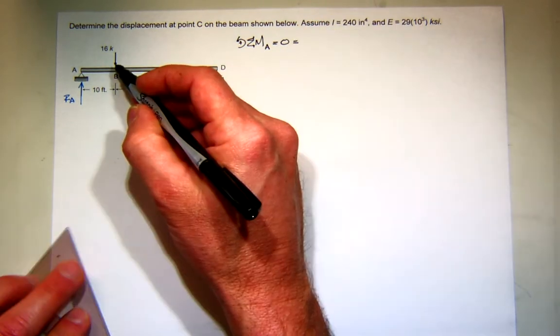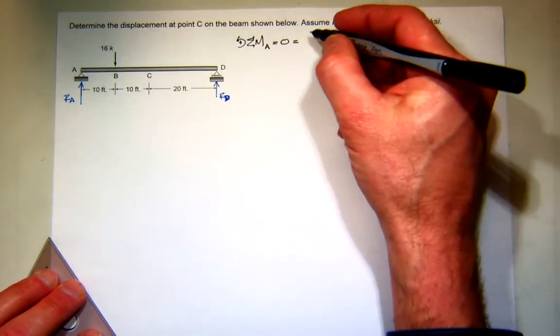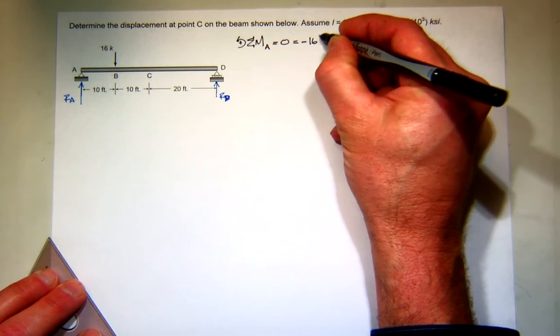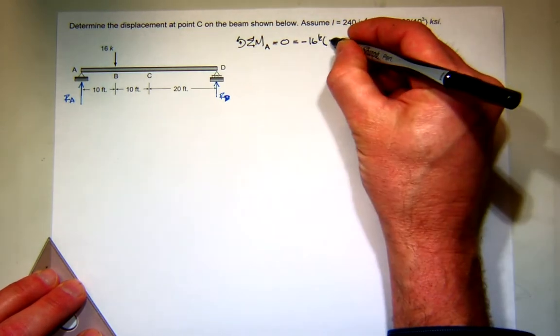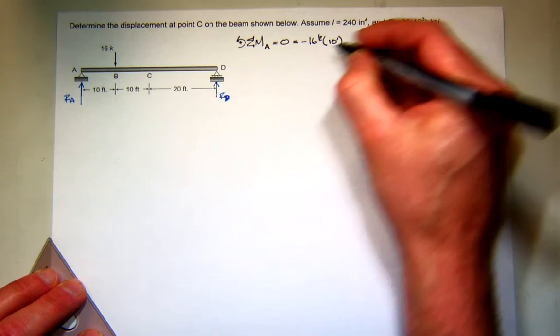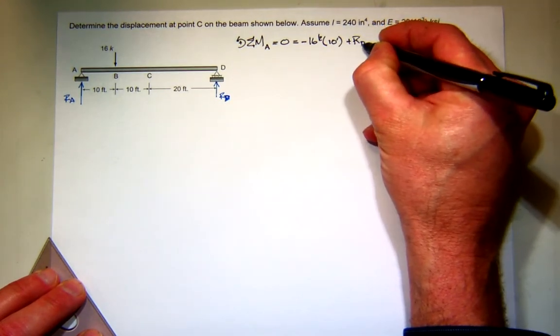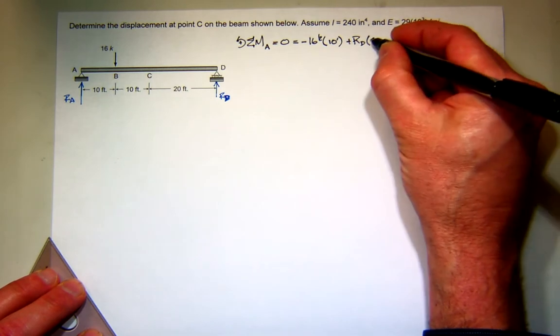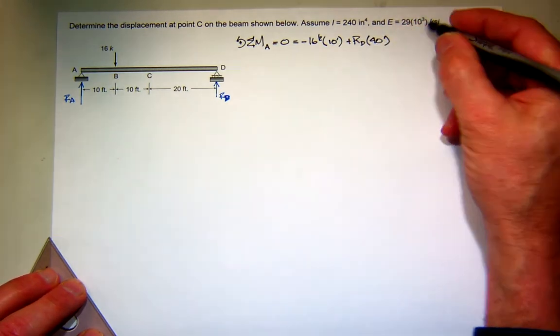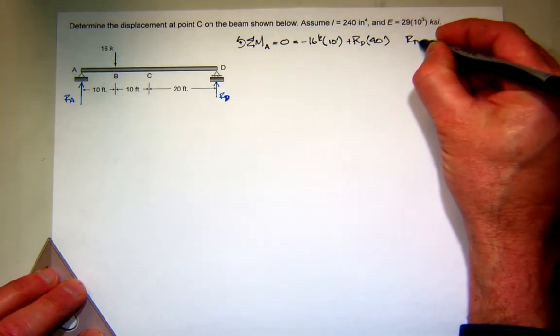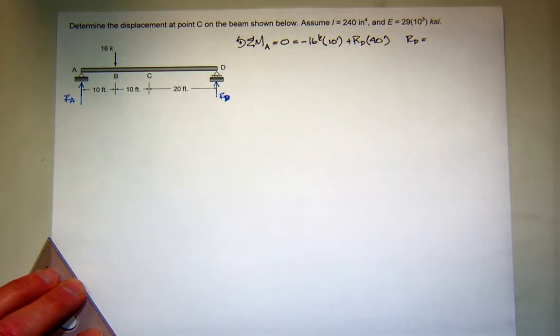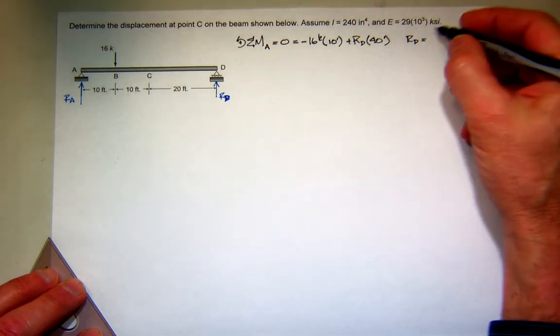So the 16 kip force creates negative moment about A and has a moment arm of 10 feet. And then the reaction at D creates positive moment with a moment arm of 40 feet. So it looks like the reaction at D is going to be equal to 4. Does that look right?